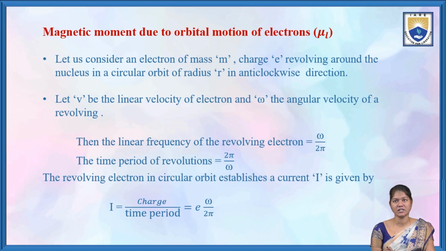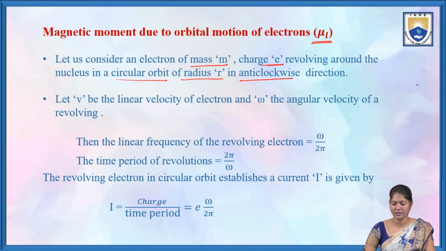First, the magnetic moment due to orbital motion of electrons, which is denoted by mu suffix L, mu L. Let's consider an electron having mass m and charge e, revolving around the nucleus in a circular orbit of radius r, in the anti-clockwise direction.